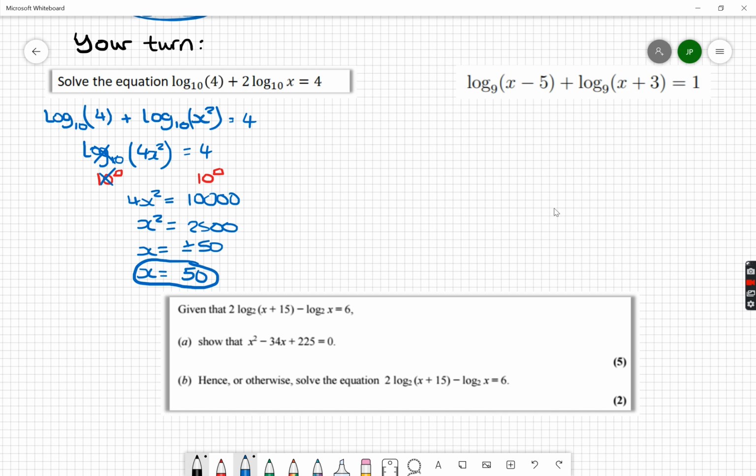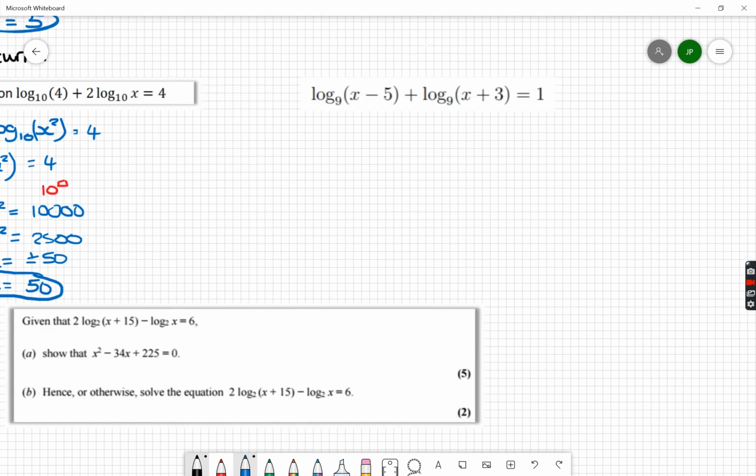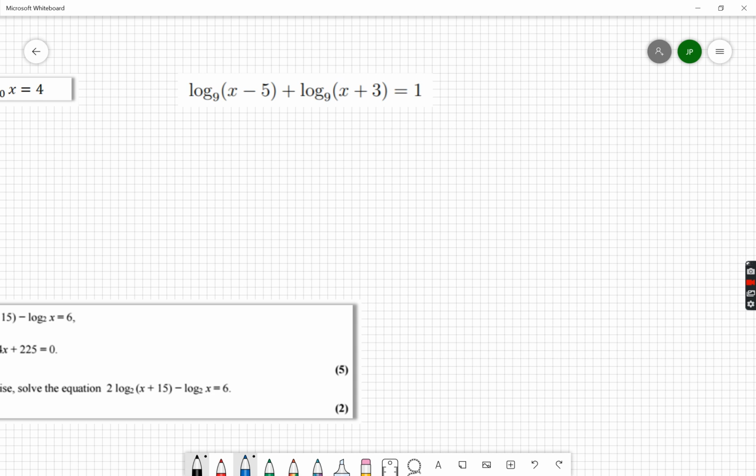Next two are slightly harder. So let's just move over this way a little bit. So, log base 9 of x minus 5 plus log base 9 of x plus 3 equals 1. We know when we are adding two logs like this, as long as they've got the same base, which they have, which is a base of 9, we can multiply them. So this will become log base 9 of x minus 5, x plus 3 equals 1.